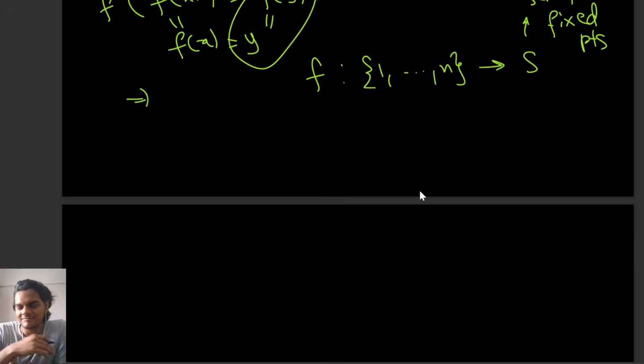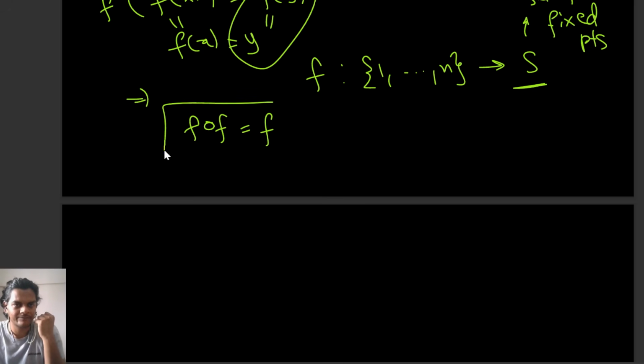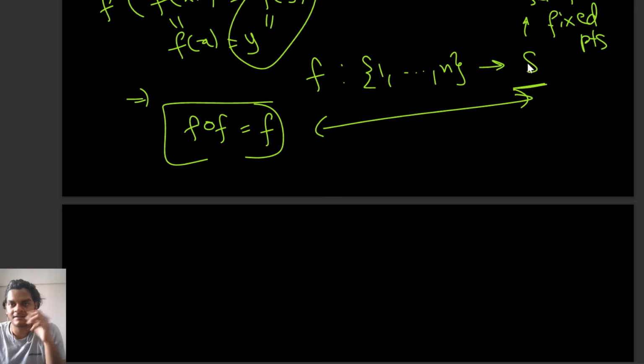So the image is a set of fixed points. So if we figure out how many sets are possible and for each set how many such functions are possible, we will be able to figure out how many functions are of the type f of f is equal to f, right? This is directly related to this set S, which is the set of fixed points, right?